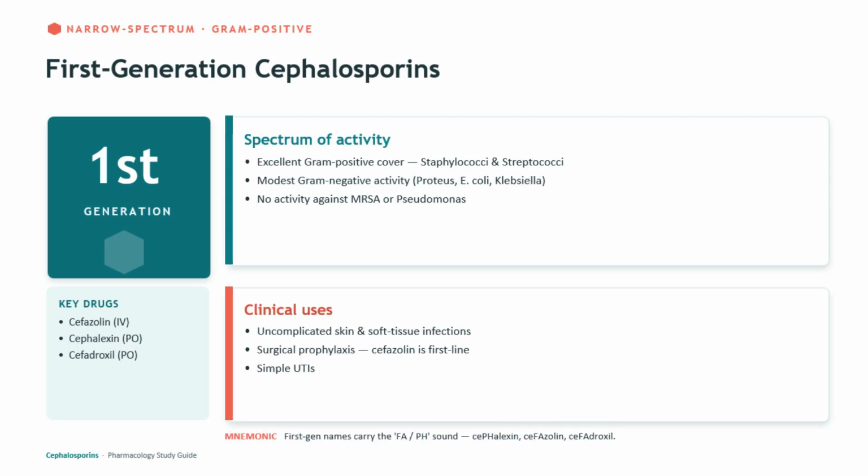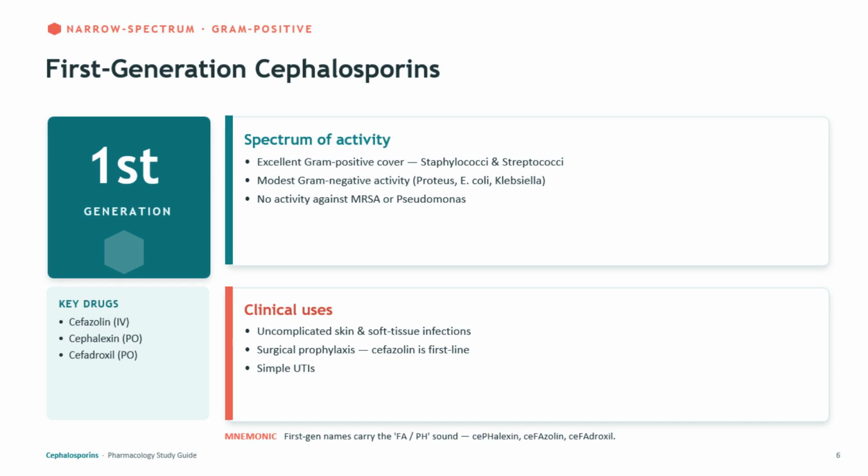Let's now take the generations one at a time, starting with the first. First generation cephalosporins give you excellent gram-positive cover: staphylococci and streptococci, with only modest gram-negative activity against organisms like Proteus, E. coli and Klebsiella. Importantly, they do not cover MRSA or Pseudomonas. The drugs to know are cefazolin, given intravenously, and the oral agents cephalexin and cefadroxil.